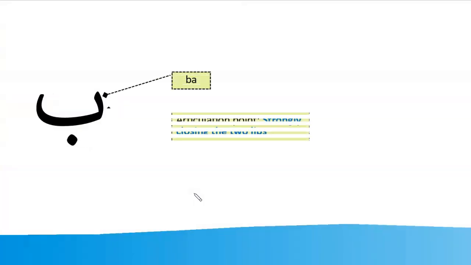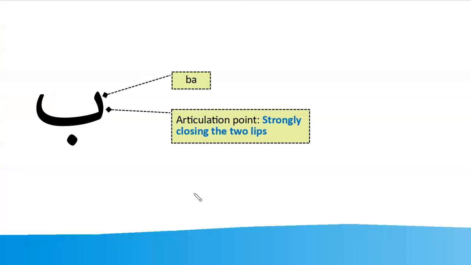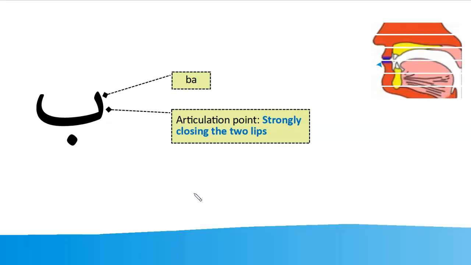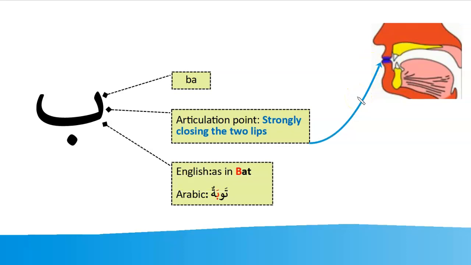Up next is this called ba. Ba comes from strongly closing the two lips. Ba, as shown above. It's quite easy, as in the English word bat. Or in Arabic, tawbah. Tawbah means repentance.